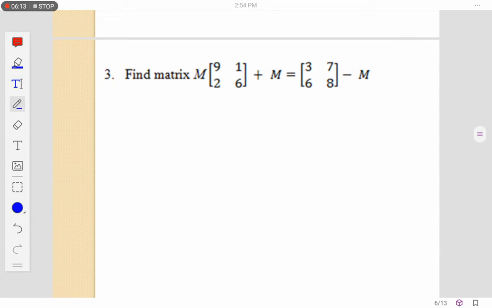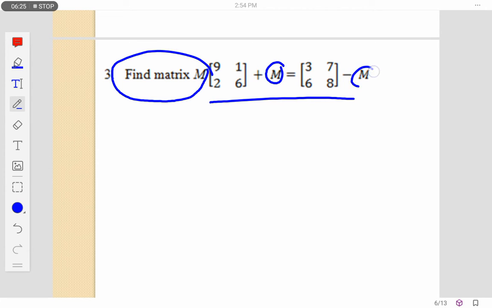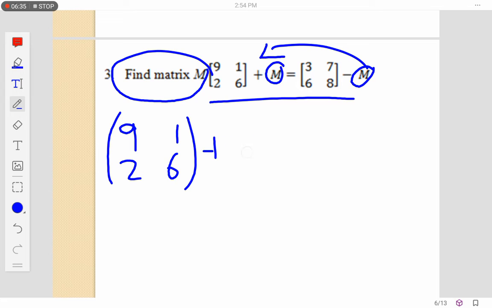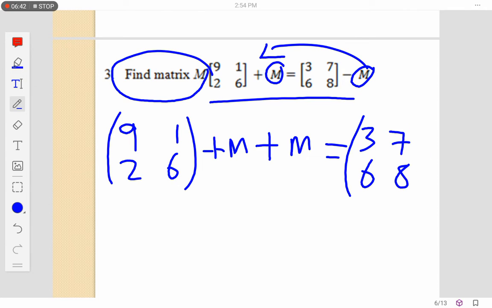Okay, so the question is asking us to find matrix M when we are given this. I wanted to clarify that. So what we do is we take the M's onto the same side. So I'm going to take them on the left side, and I'll have [9, 2, 1, 6] plus M is equal to [3, 6, 7, 8] on this other side. Then M plus M, I'll get a 2M.